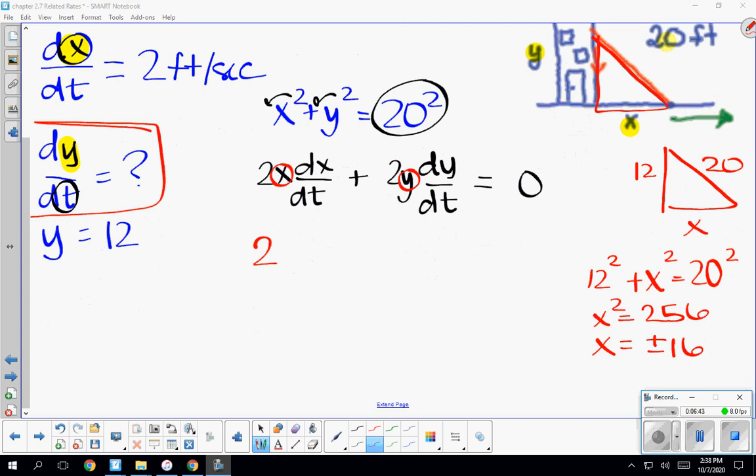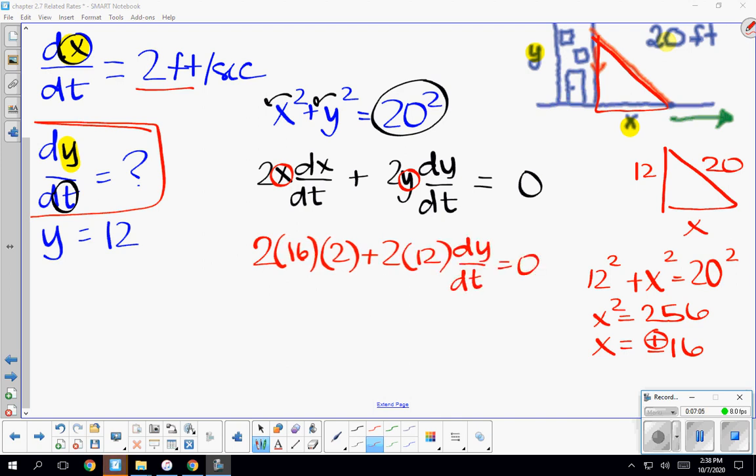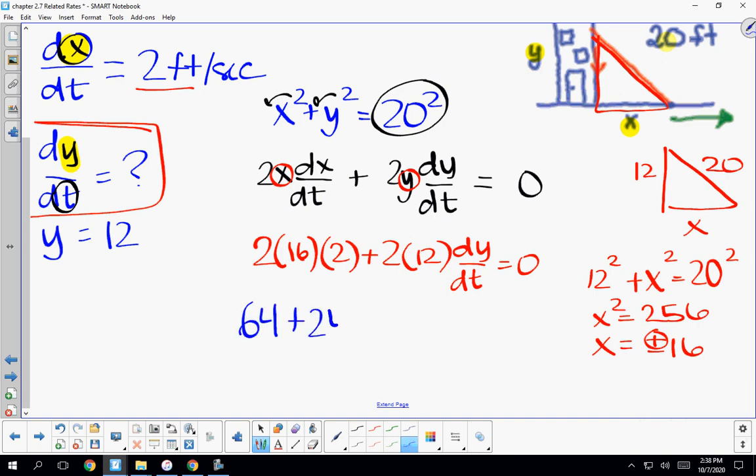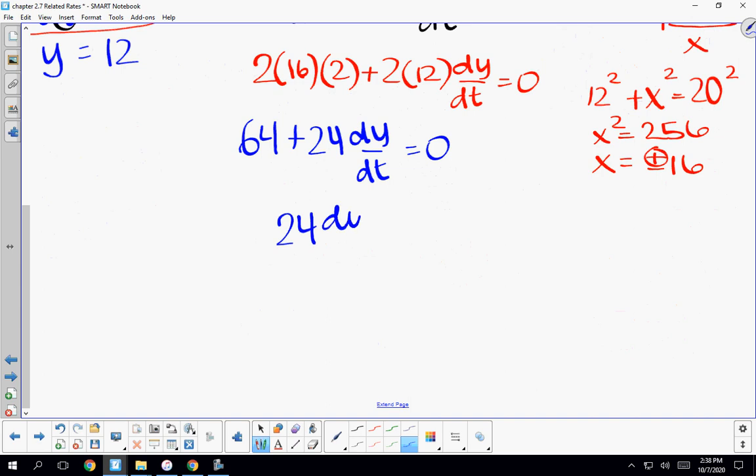So if I solve, I get that x equals positive and negative 16. And since x represents a distance, I'm only concerned with the positive. So I can plug in 16. I can plug in dx/dt, which was given in the problem. I know the value of y is 12. And then dy/dt is the unknown that I'm solving for. So if I simplify all of this, I'll get 64 plus 24 dy/dt equals 0. And continuing then, 24 dy/dt equals negative 64.